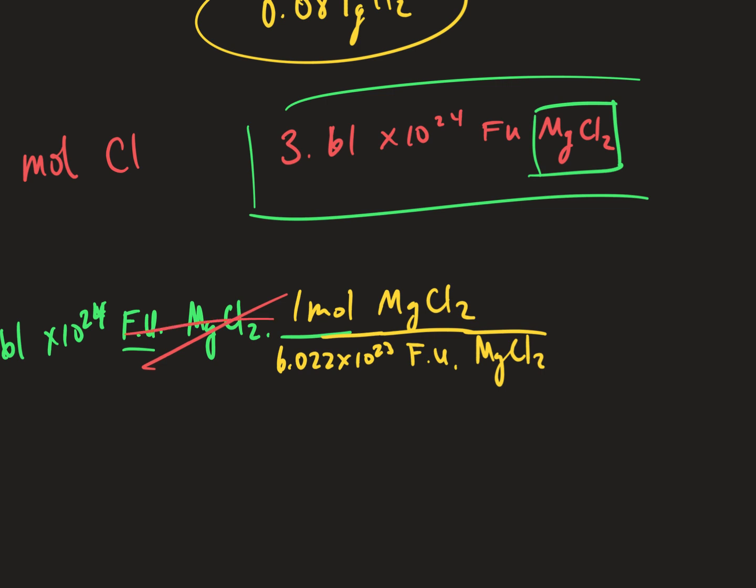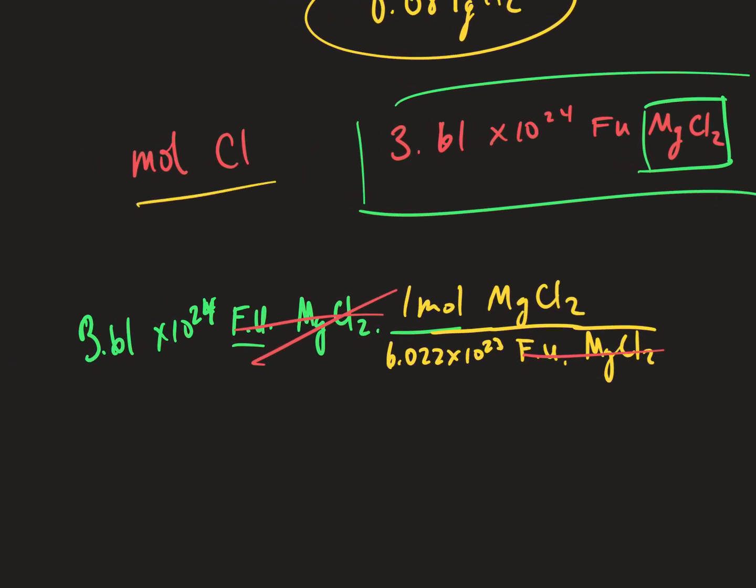Formula units of magnesium chloride go away. Oh, good, that's a mouthful. And now we can convert moles of magnesium chloride into, can we go straight to moles of chlorine? We don't have a balanced equation, do we? If we have MgCl2, do you remember last time we talked about this?